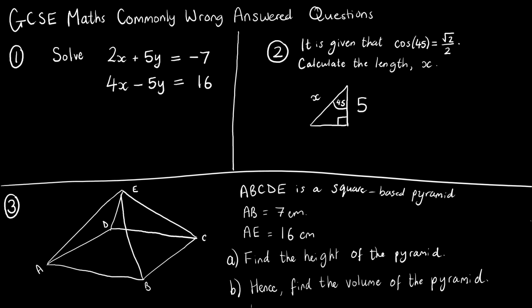Hello, so in this video we're going to go through some commonly wrong answered GCSE maths questions. In particular this week, we've got three different topics. We've got simultaneous equations, we've got right angle trigonometry, so SOHCAHTOA, and we've also got pyramids, so find the height and the volume of a pyramid.